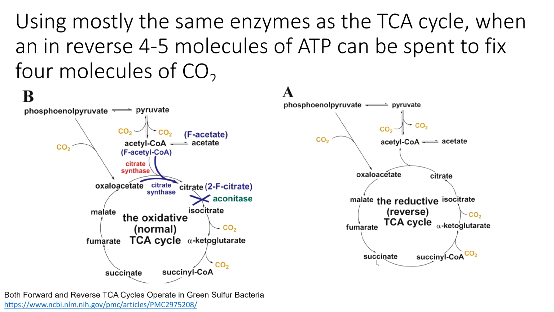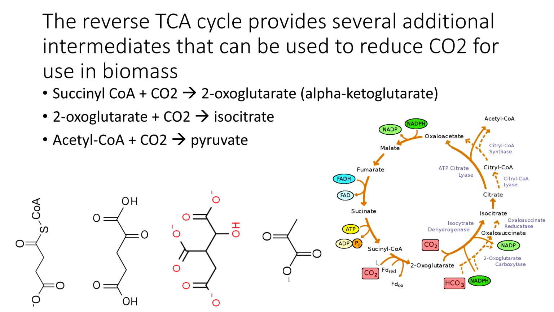One other thing to mention here is when you're doing the reverse TCA cycle, it provides several other intermediates. So depending on the needs of the cell, you might not need acetyl-CoA, maybe you need some other things. And by funneling your carbon dioxide through this pathway, you can generate those other things and kind of stop the cycle wherever you need to, if that's what's necessary for the cell.